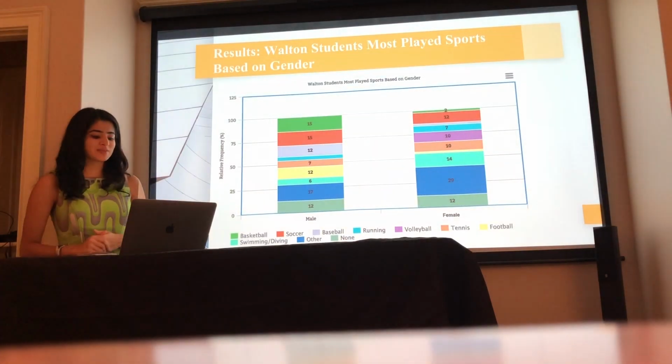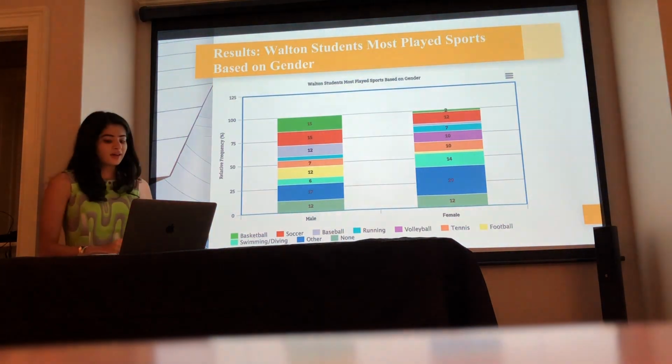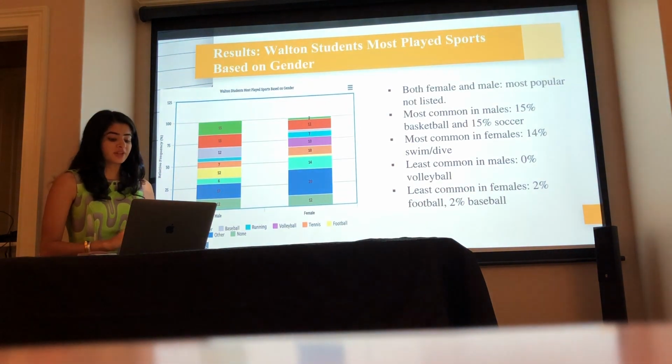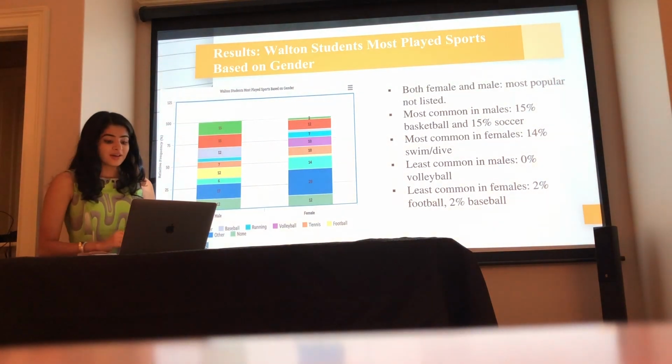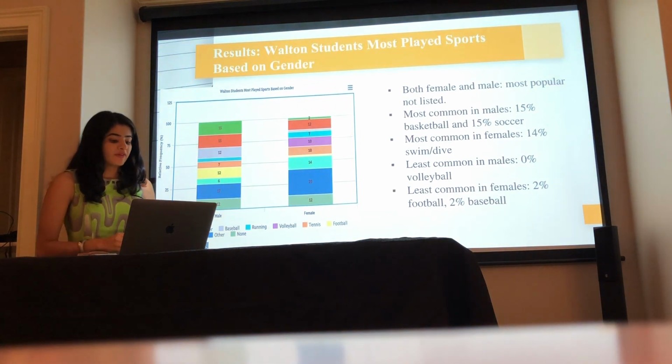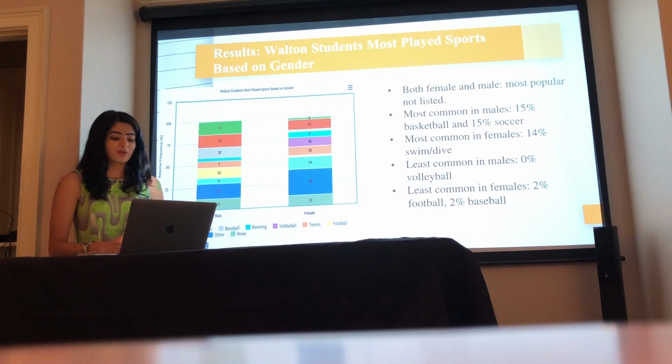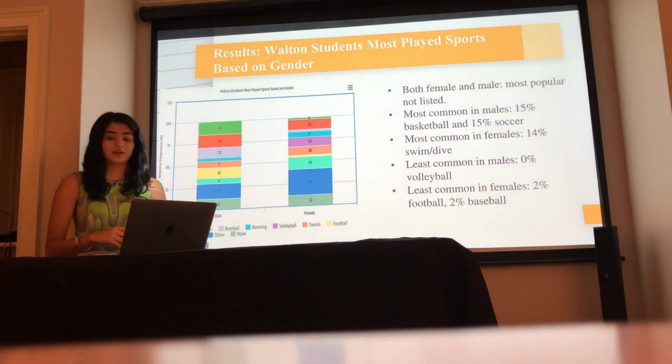The most frequently played sport of students at Walton High School was assessed. In both males and females at Walton High School, the sport played the most was a sport that was not listed in the survey. Excluding this category, the sports that were played most often within males were basketball and soccer. 15% of males chose soccer as a sport they played most often, and 15% of males chose basketball as a sport they played most often. Within females, the most common sport was swimming and diving, which 14% of females played. In both the female and male category, 12% answered that they did not play any sport.